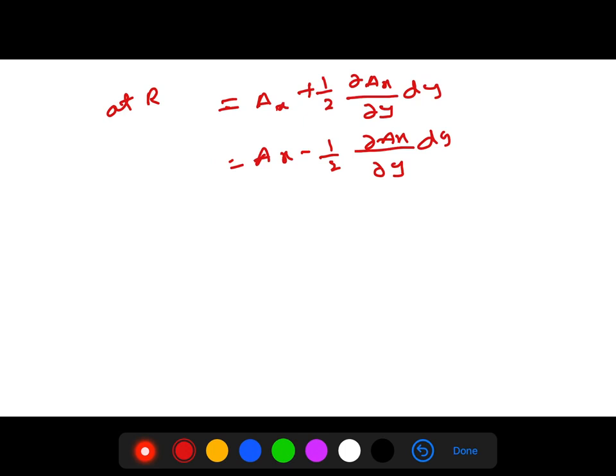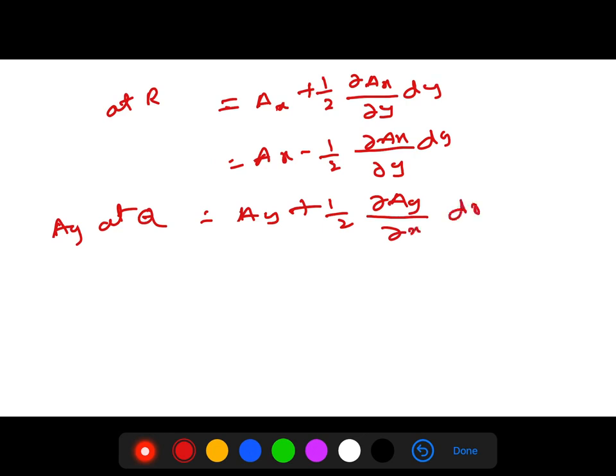Similarly, the value of Ay at Q is given by Ay plus half dou Ay by dou x dx, and similarly Ay minus half dou Ay by dou x into dx.